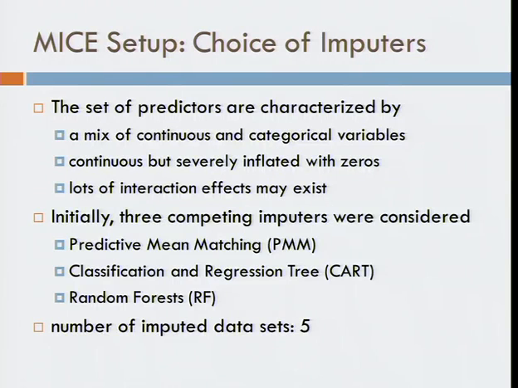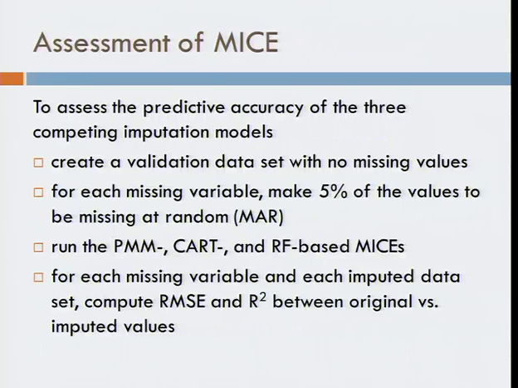random forest. For predictive mean matching, we simply sample from the distribution of observed values. And then we decided the number of imputed data sets is 5.